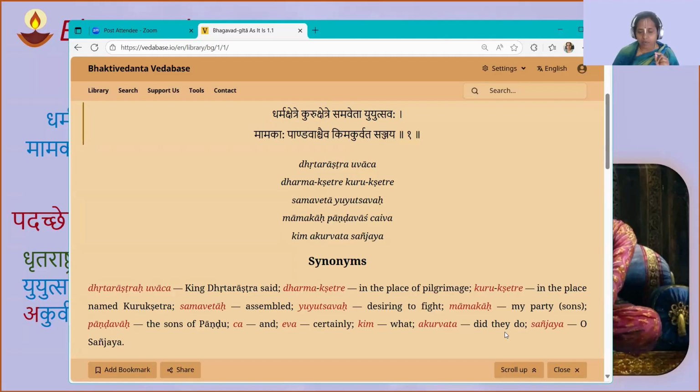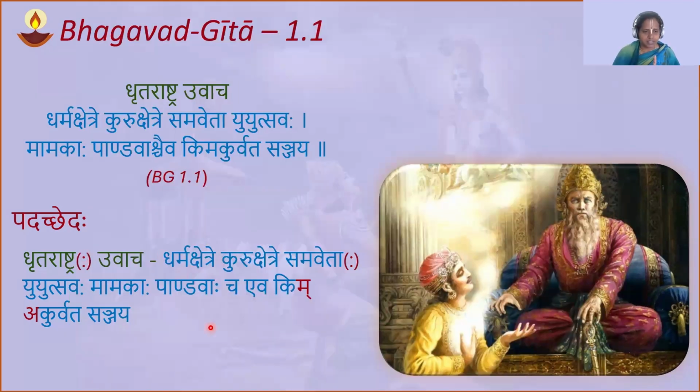If you hear carefully how Gauranga read the shloka, he kind of made a pause here. Kim Akurvata Sanjaya, he told. Right? So this is not a single word. It's actually two padas in Sanskrit. Then Sanjaya is Sanjaya. Correct? So this is how Srila Prabhupada has given the splitting of the words, Padachedaha, for us.